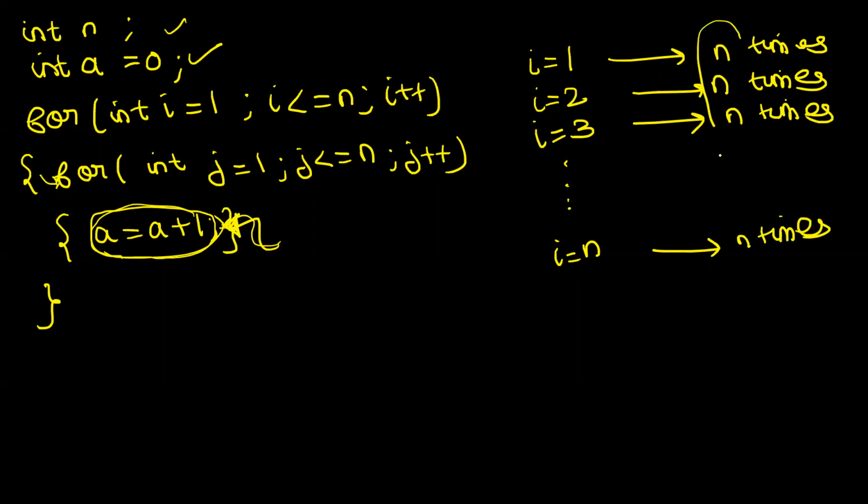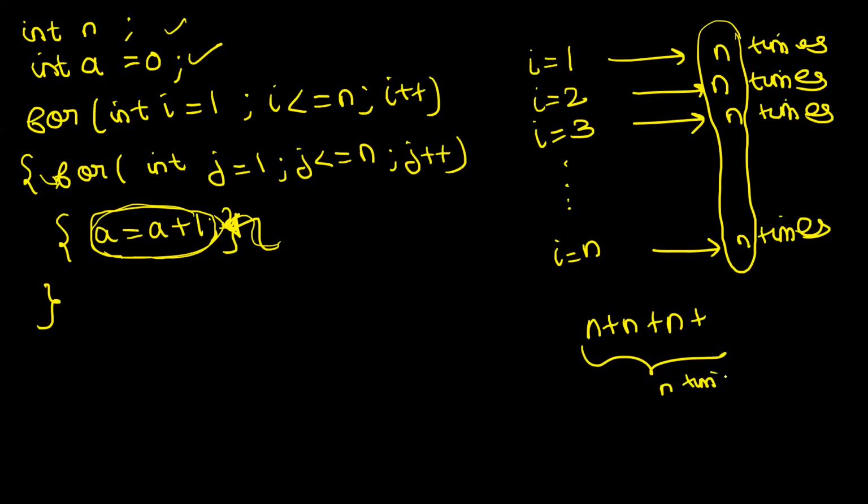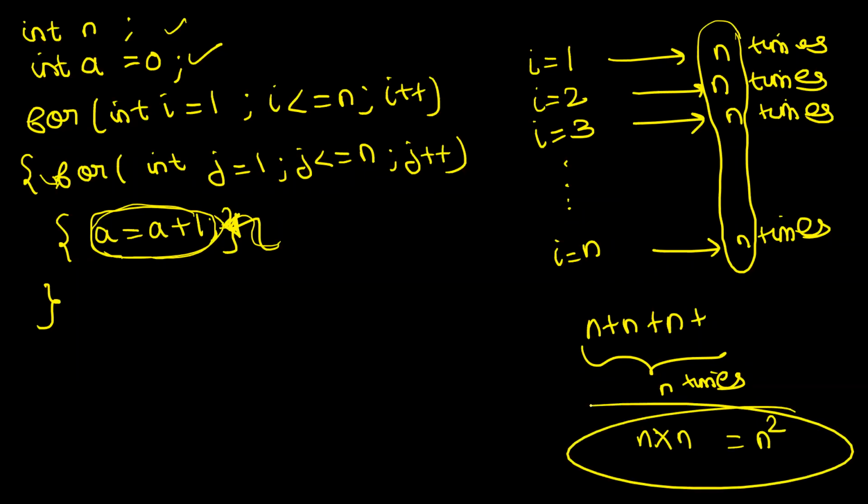So how many times has this operation been performed? Add all these up: n plus n plus n plus n. How many times am I adding n? For n different values of i, you are adding n. So you are adding n times. So it is nothing but n into n, that is n square. Is this making sense, what I'm trying to say?